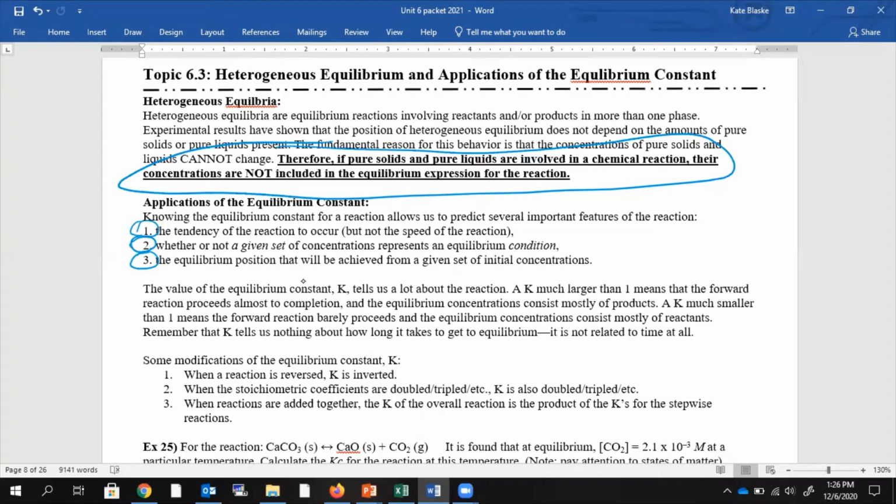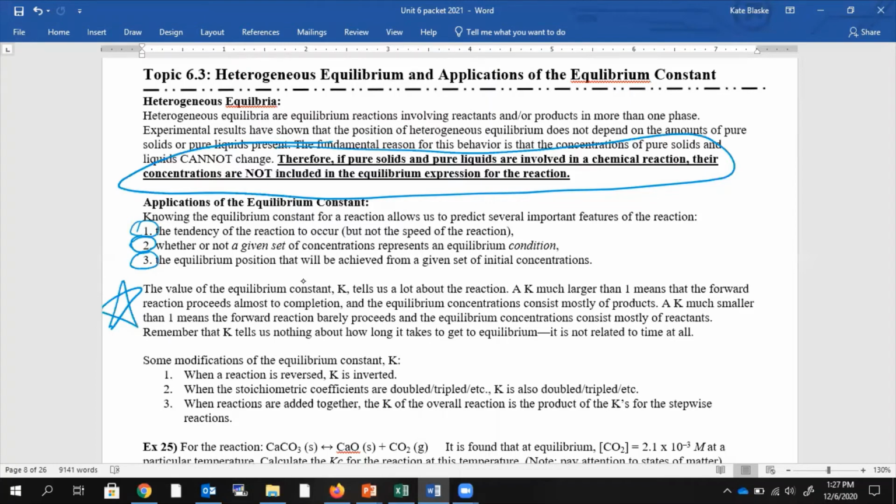If our K value is much larger than 1, remember that our equilibrium expression is always products over reactants. So to get that K greater than 1, that means we have to have a lot of products and not a whole lot of reactants. So if our K is greater than 1, we say our equilibrium lies towards those products, or that we make a lot of products and use up most of our reactants.